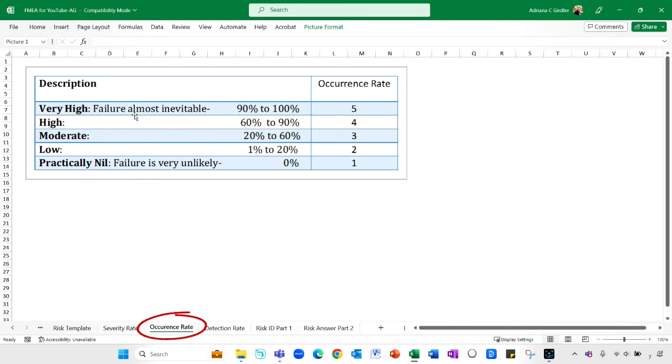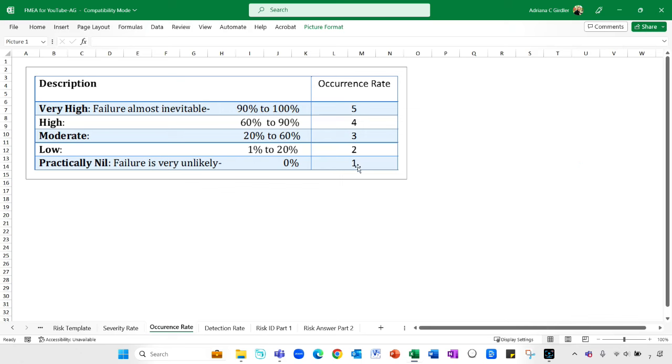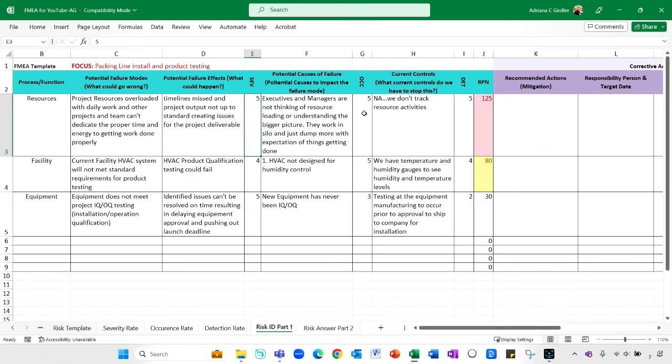So the occurrence, the probability of this occurring for, let's say, 90 to 100% is a 5. If it's a high, we say 60 to 90, et cetera, till we say practically nil, very unlikely, which is a 1. So in our particular example here, we said it was a 5. This is a problem. It's a culture problem in the organizations that this happens all the time.